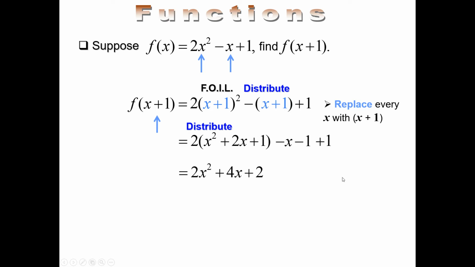And then those can cancel out. And now we can combine like terms with the 4x and the minus x, and we end up with this. Okay? So this is f of x plus 1. And if you dive deeper into this, really what you're doing is you're creating a rule, a formula for x plus 1 values.